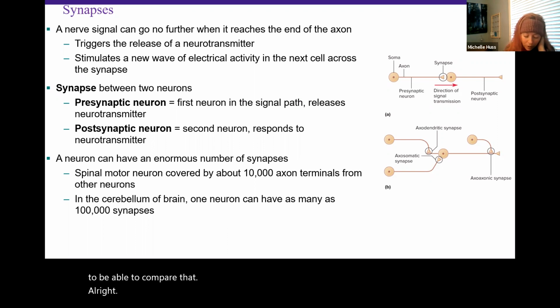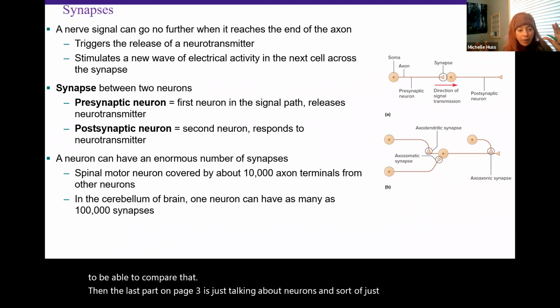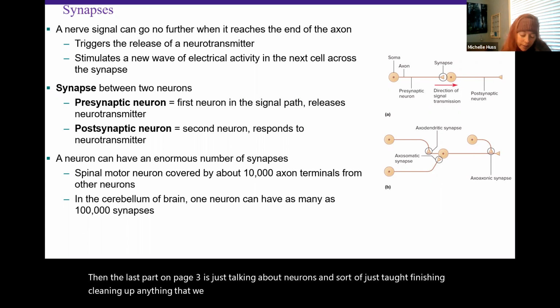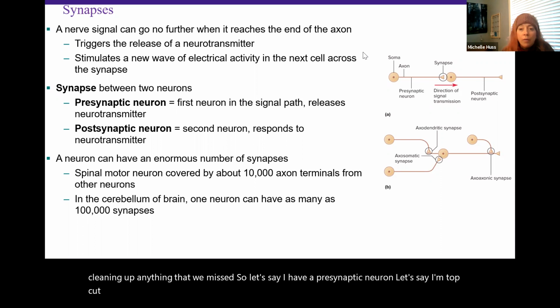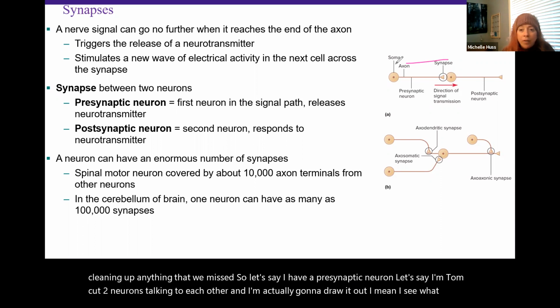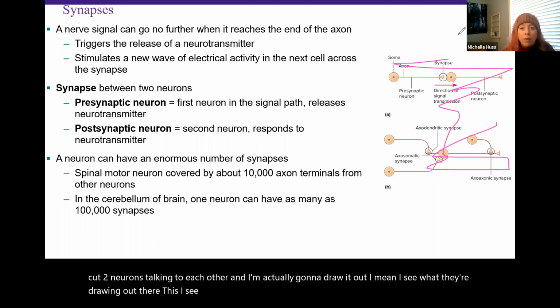Then the last part on page 3 is just talking about neurons and cleaning up anything that we missed. So let's say I have a presynaptic neuron. Let's say I've got 2 neurons talking to each other. And I'm actually going to draw it out. I see what they're drawing out there, I see these pictures, but I don't really like them.